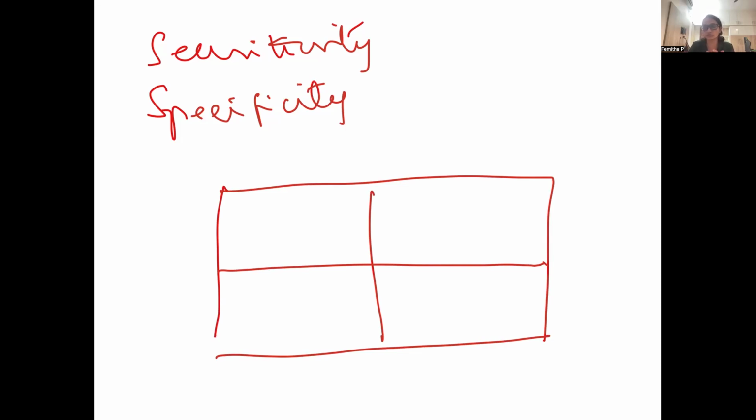Whenever you draw your 2x2 table for any test, you have to put the disease up there. This is basically so that you get some uniformity. There's no such rule that you have to have the disease up there and your test has to be here or the test results have to be here. It's just for uniformity because most of the literature will work this way.